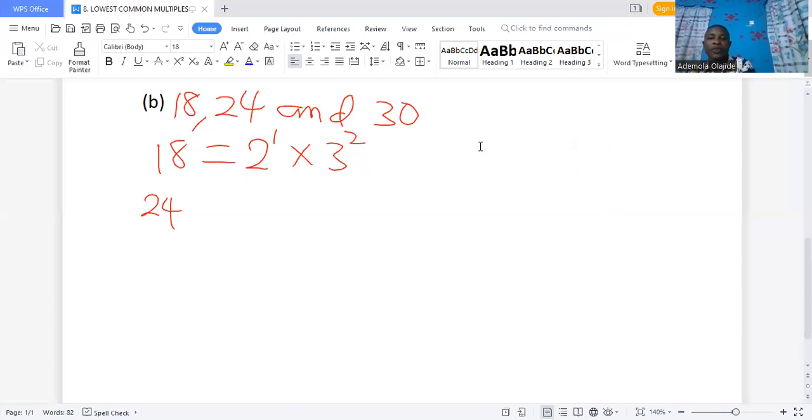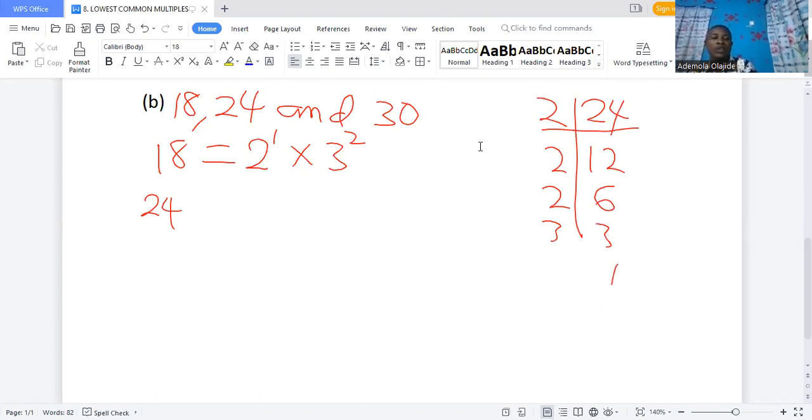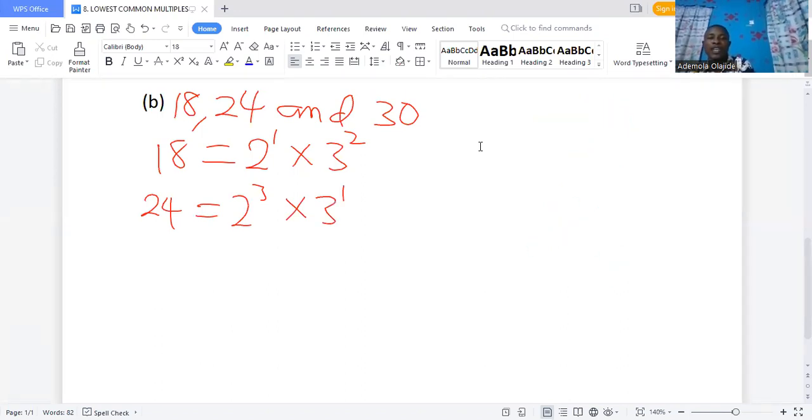If you do for 24, we have 24, 2 can go 12, 2 can still go 6, 2 can still go 3, 3 can go 1. So 2 appears 3 times and 3 appears once. And similarly, we do for 30.